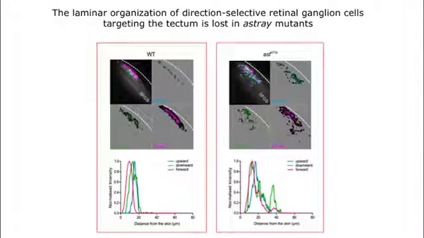By generating functional maps of these inputs, we show that in wild-type animals, axons of direction-selective ganglion cells innervate precise and stereotyped sublaminae within the superficial tectal neuropil, confirming previous findings from our lab. However, in astray mutants, the laminar organization of these responses is lost, and direction-selective responses are diffusely distributed in the tectal neuropil. These experiments show that the mutant tectum receives intact direction-selective signals from the retina, but these signals are being delivered to the wrong tectal location, that is, they are no longer laminar.